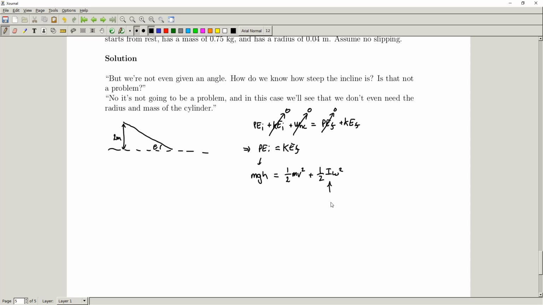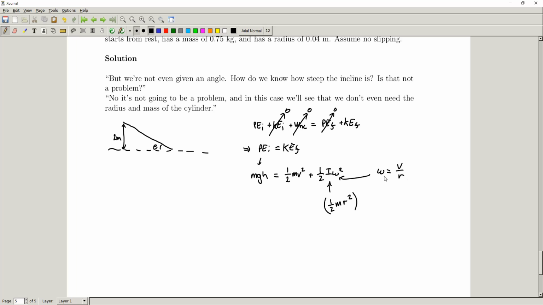We can look it up, and again, we're going to find that our I in this case is going to be 1/2 mr squared. Okay, so that's our I. And if we think back to our earlier work, we know that we can write our angular velocity in terms of the linear velocity, right? We know that omega is equal to v over, and I should probably write it as a lowercase r, v over r, right? So let's substitute that in.